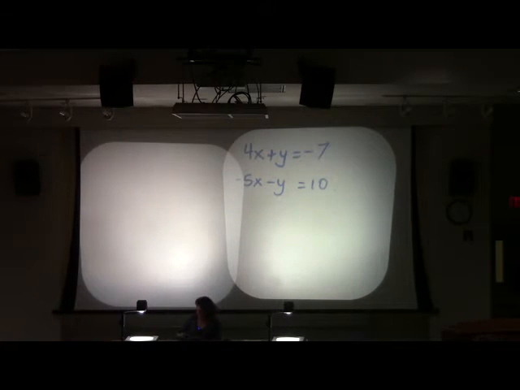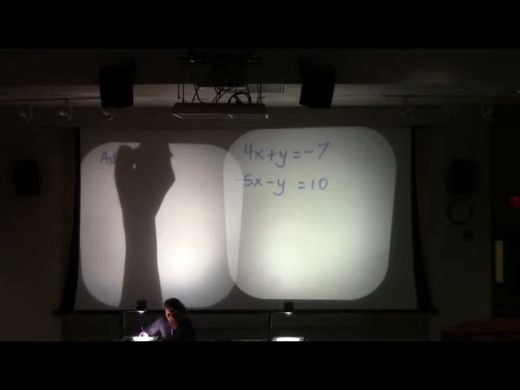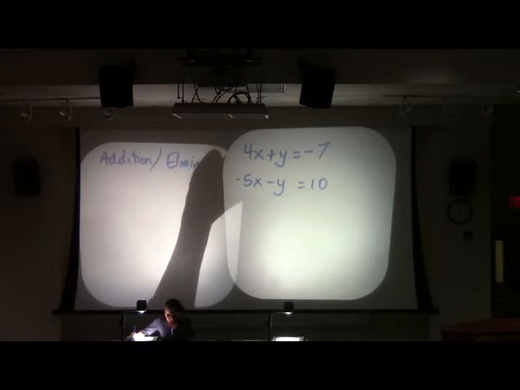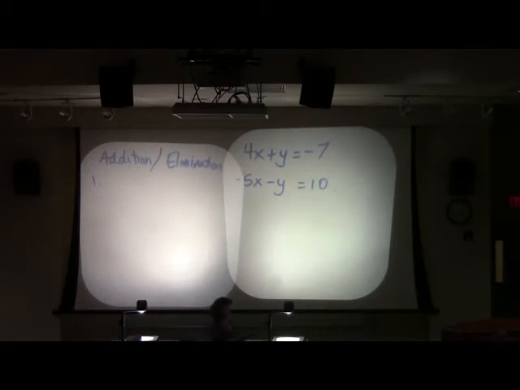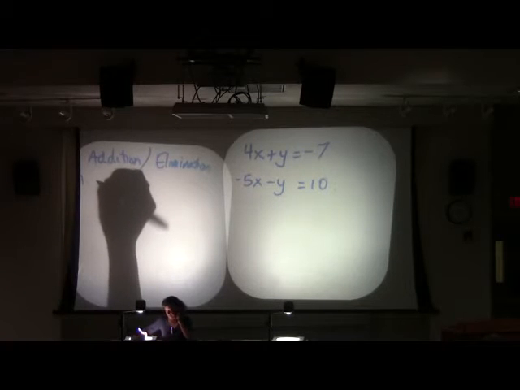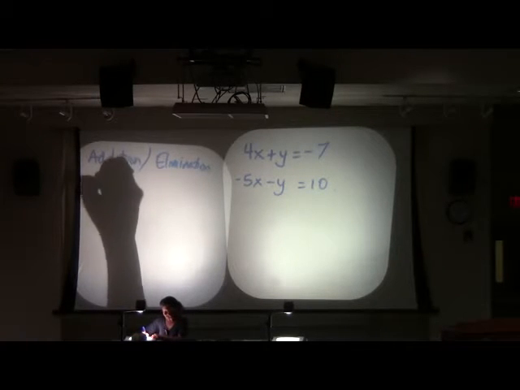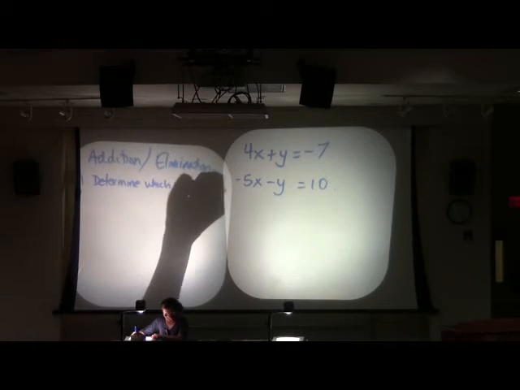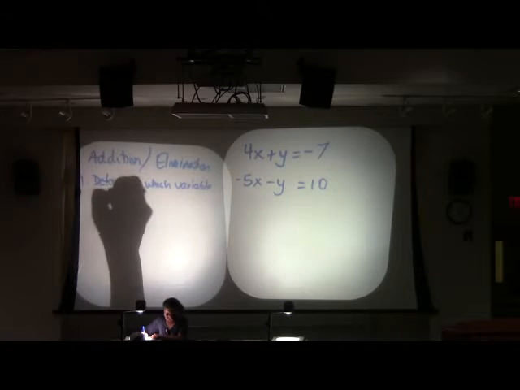Now, if it is not already in the form that I have it written in, you want to get it in that form. In other words, you want your x and y's on one side and your constants on the other. We can easily move things from one side of an equation to the other. Okay. So, the first thing you want to do once it's taken the appropriate form is determine which variable you want to eliminate.